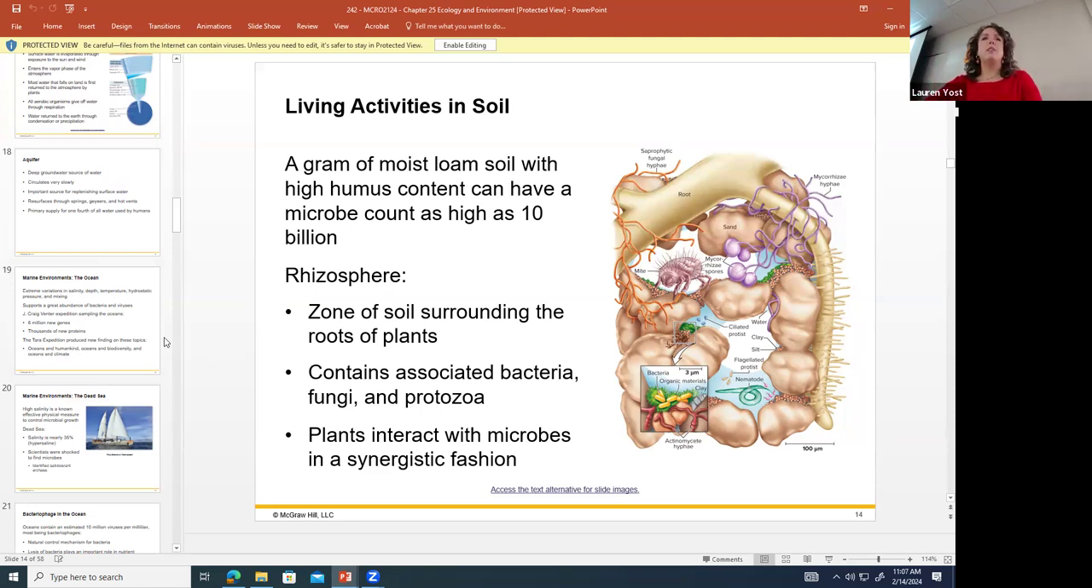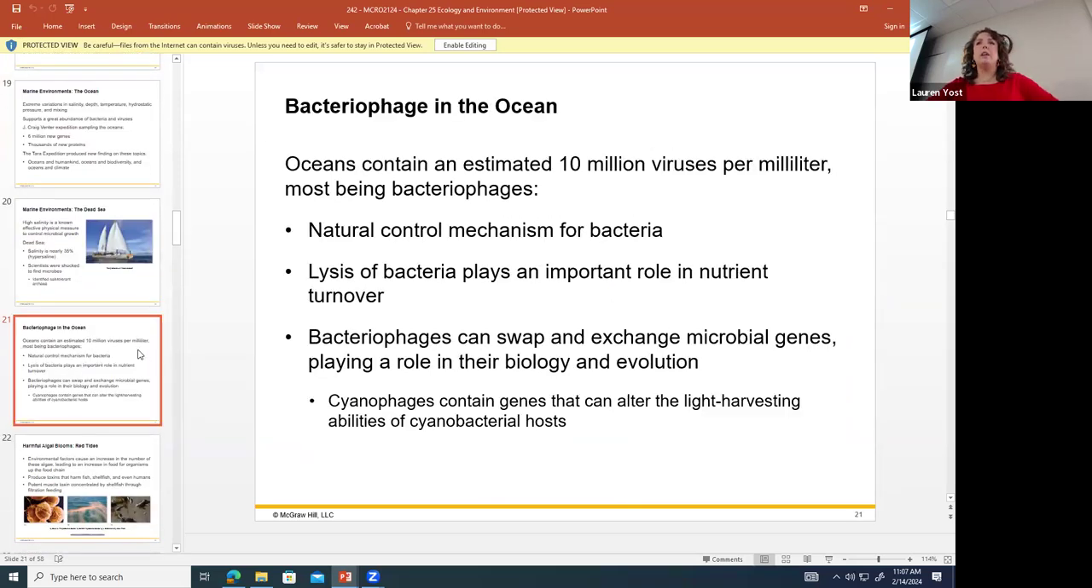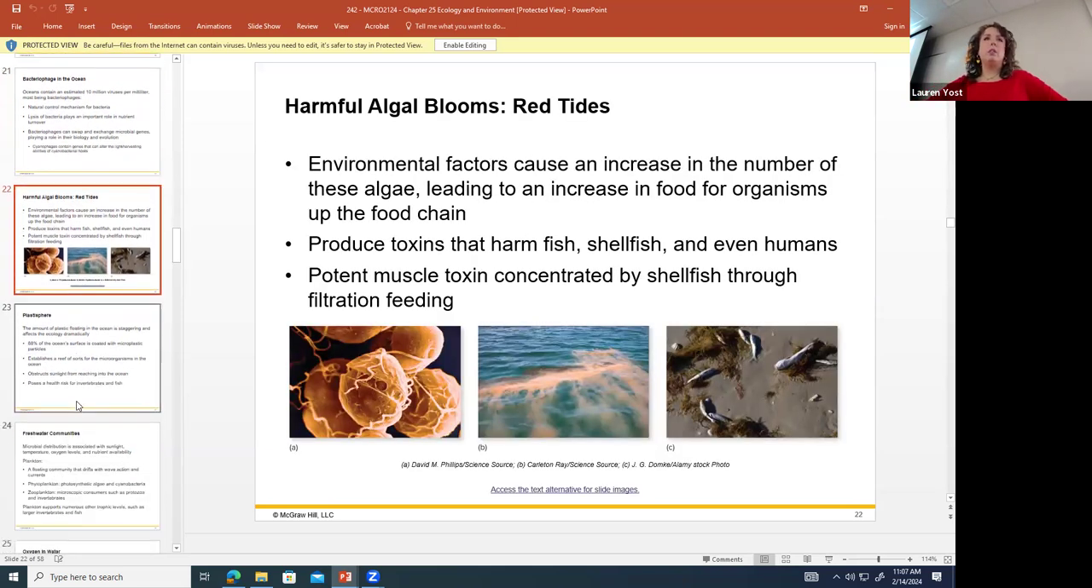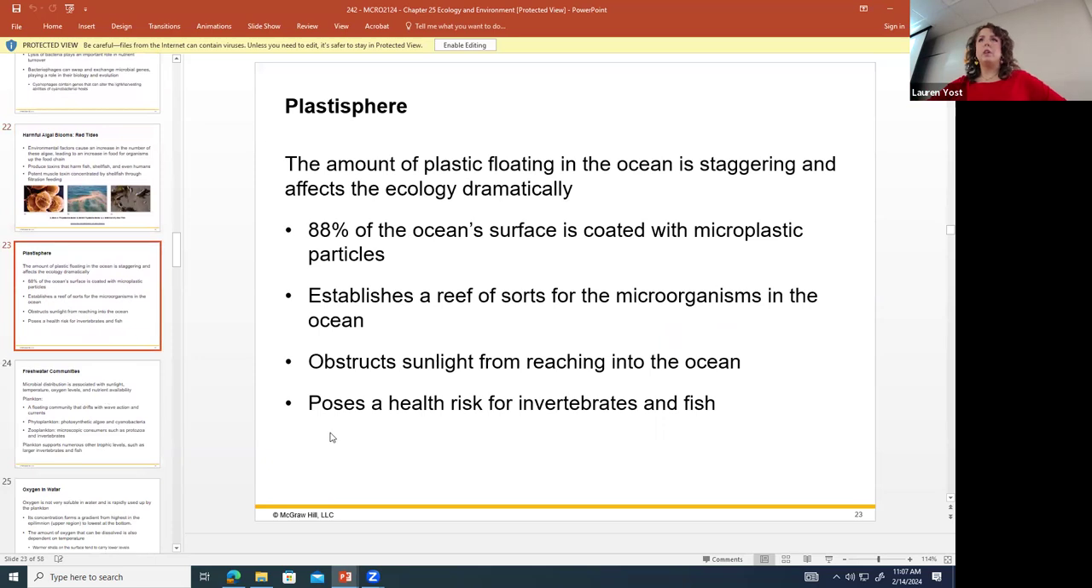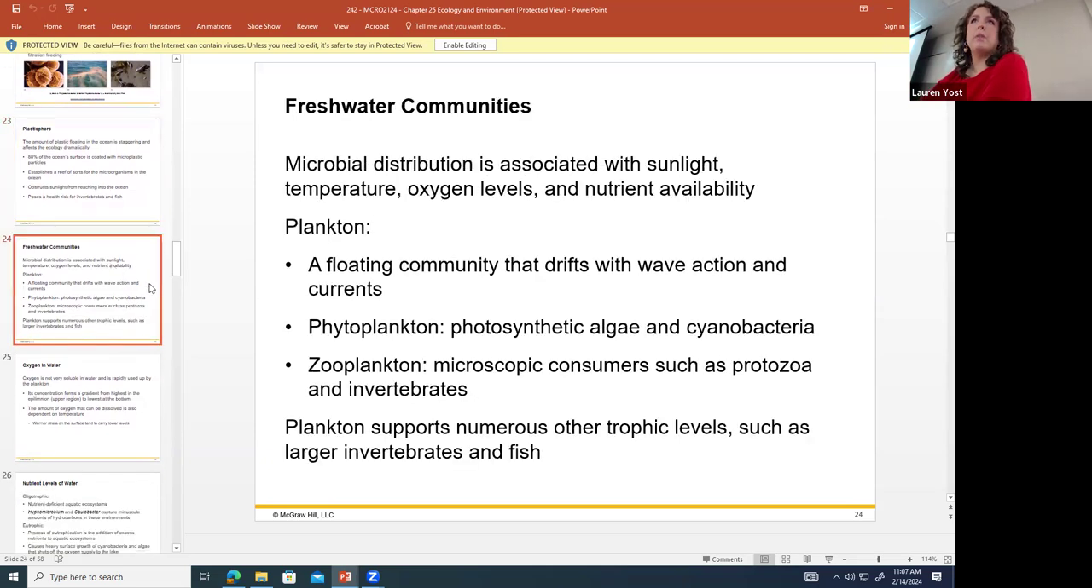So that's crazy. In the ocean, plastic can build up and create little islands that allow bacteria to grow where they shouldn't be, where there's light blocking and all of that stuff. You guys know about pollution. It's bad. Red tides, I don't care about really. This is the plastosphere. It obstructs sunlight and creates health risks for fish, of course. We've got a growth of bacteria where they shouldn't be.